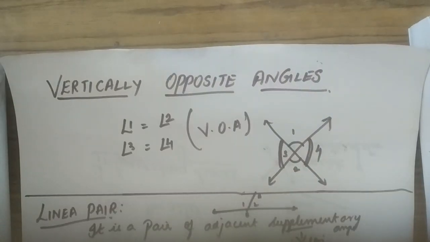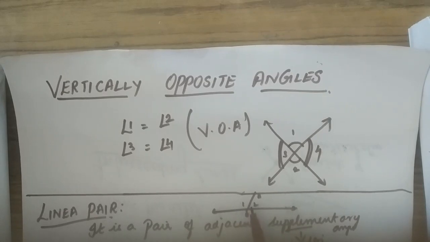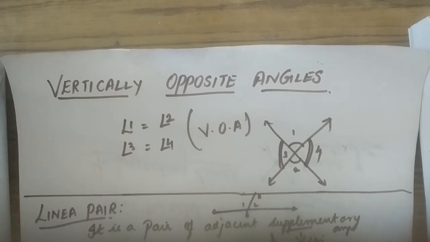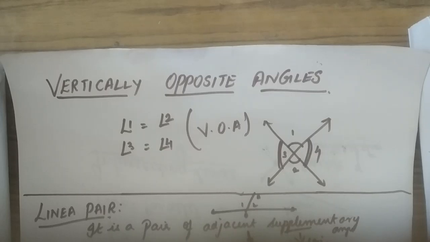Next one is linear pair. Linear pair is a pair of adjacent supplementary angles. So whenever there is a straight line and you have adjacent angles over here, and the sum of those adjacent angles is 180 degrees, then you can say that is a linear pair. It always occurs in a straight line because a straight angle is 180 degrees.